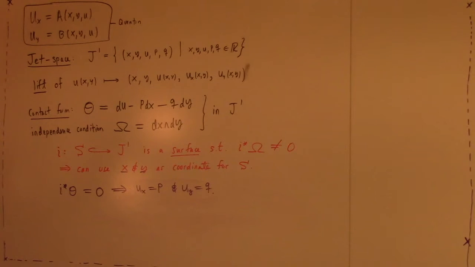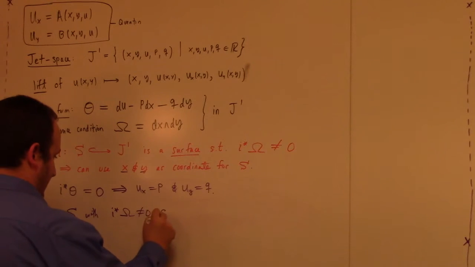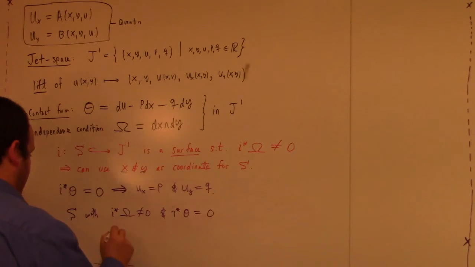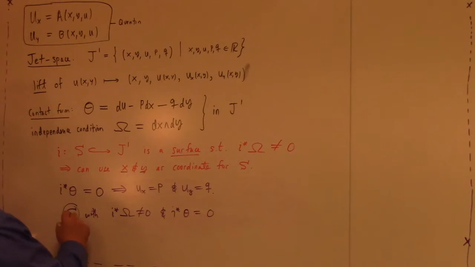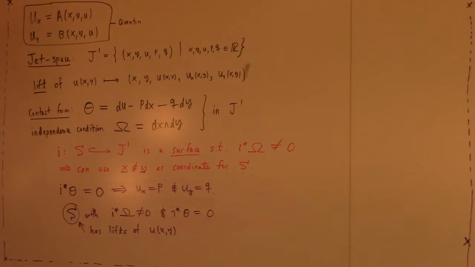Now, in other words, if we have a surface S such that the pullback of the independence condition omega is not equal to 0, and the pullback of theta is equal to 0, then it follows that this S basically has lifts of functions of x and y. Now, nothing so far about the differential equation. This condition so far, the independence form and the contact form, just forces us on the jet space to be looking at a surface where we have independence of x and y, and the meaning of p and q is that they're actually partial derivatives of the dependent variable u with respect to the independent variables x and y.